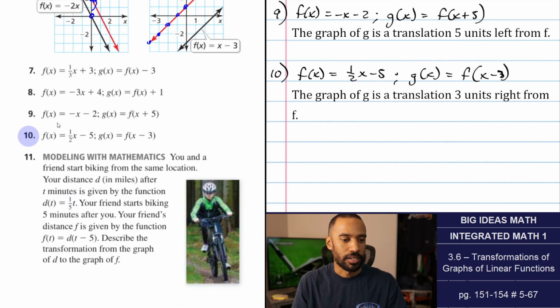Okay, number 11, you and a friend start biking from the same location.